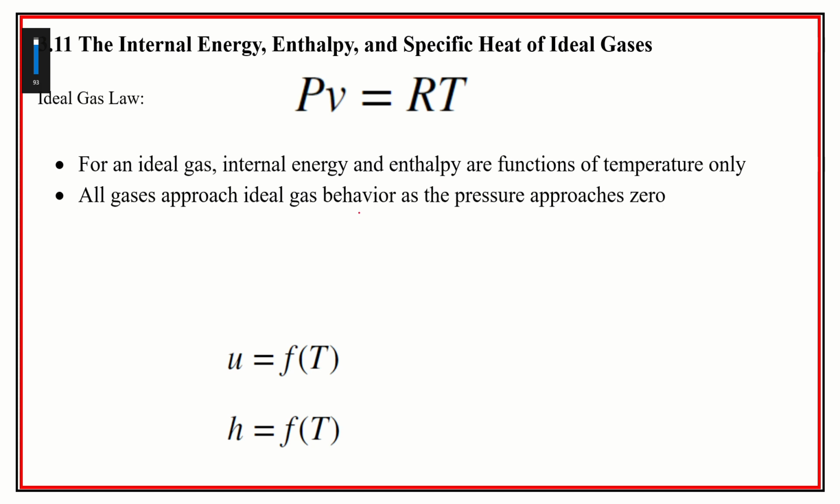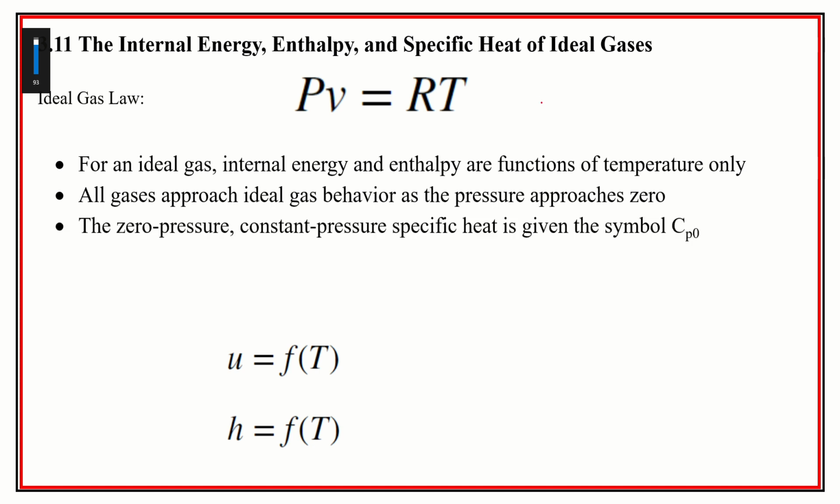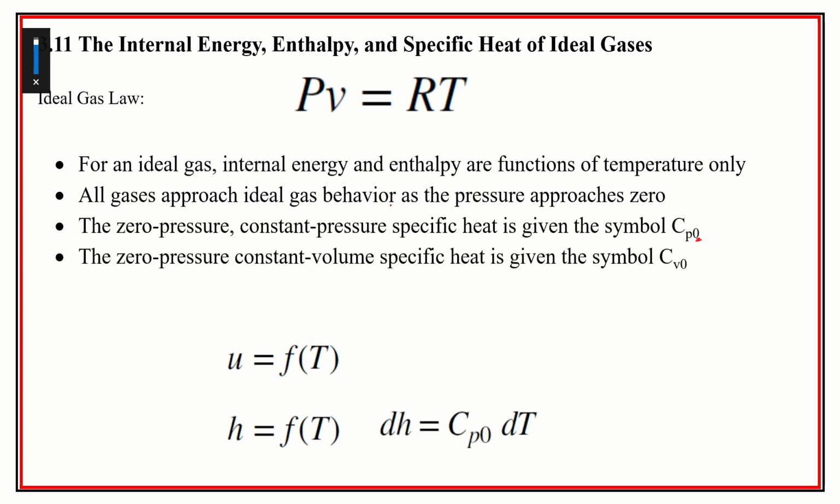But one thing we need to know is that the specific heat that we just talked about can be a function of temperature, so we have to be kind of careful of that. The 0 pressure, constant pressure, specific heat, so that's what the 0 is supposed to be right there. So that's the specific heat at 0 pressure given by that symbol right there. And then the 0 pressure, constant volume, specific heat is given with this. So that's where that 0 comes from and what it means. It's at 0 pressure.